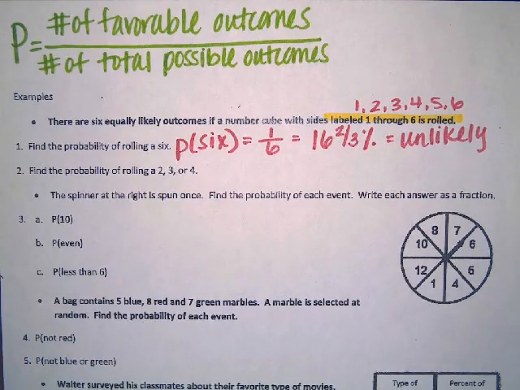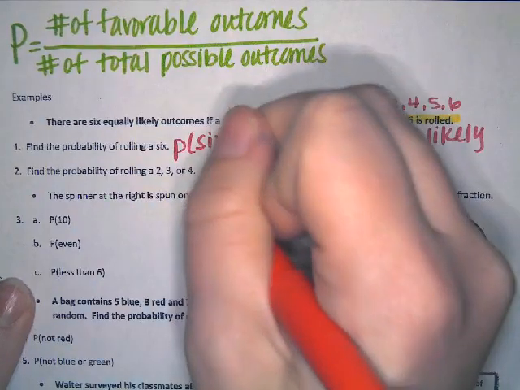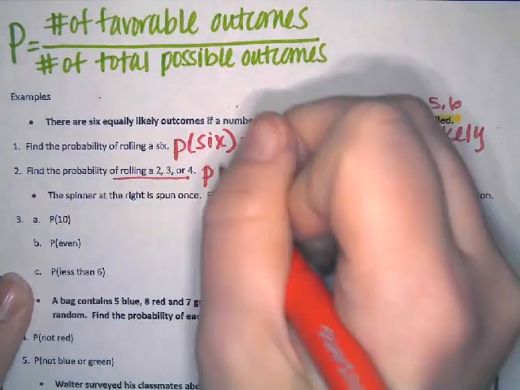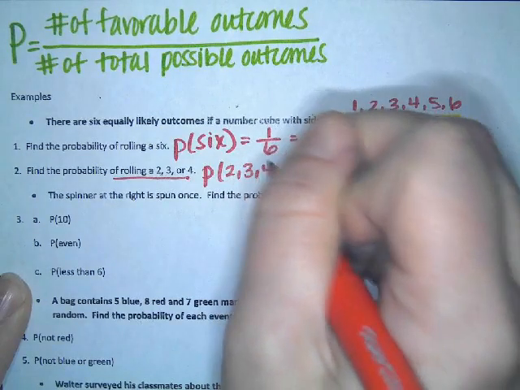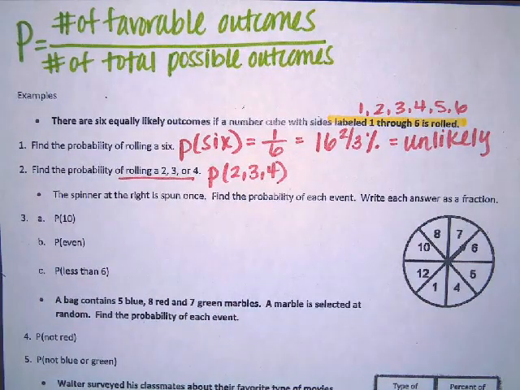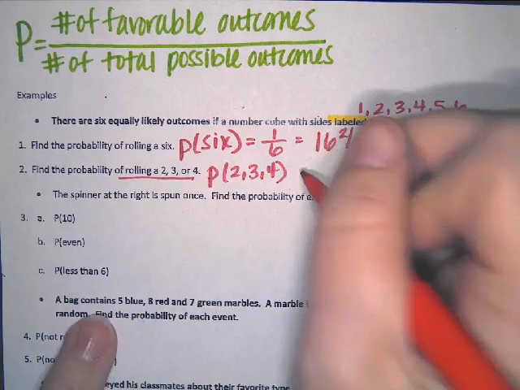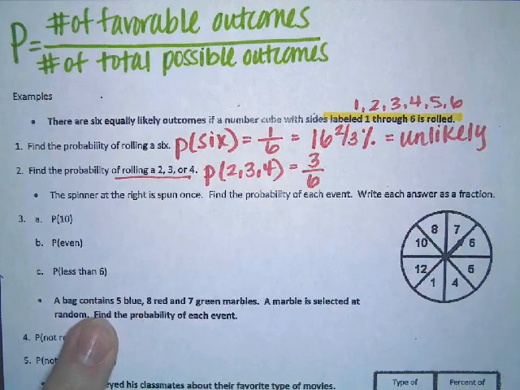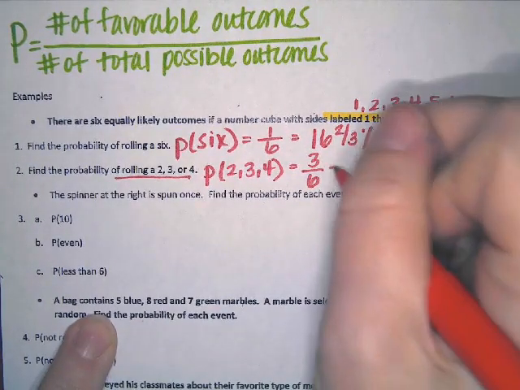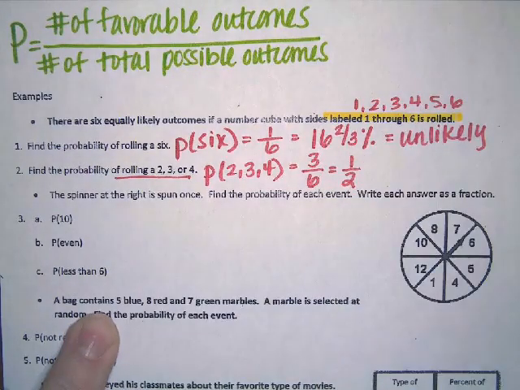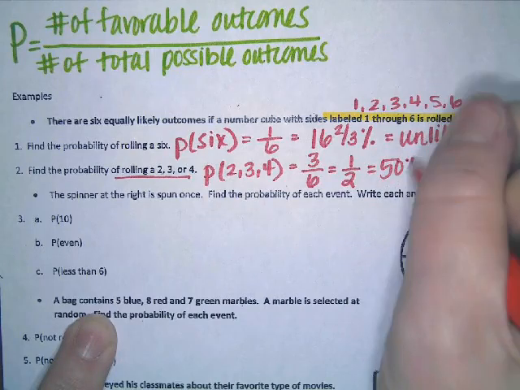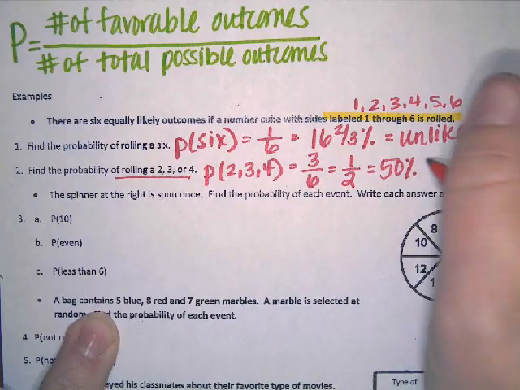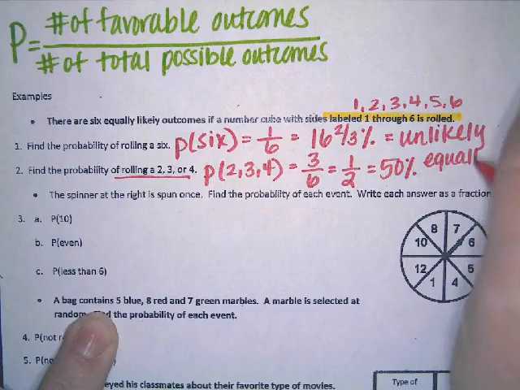Now, this next question says find the probability of rolling a 2, 3, or 4. To set this question up, we're looking for the probability of rolling a 2, 3, or 4. This gives me 3 different options that I can roll. Looking at that, that is a 3 out of 6 chance. If I take that fraction and simplify it, it gives me a 1 out of 2, or a 50% chance. This means that it is equally likely.